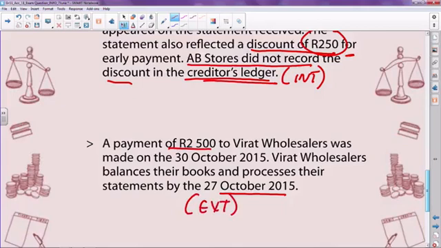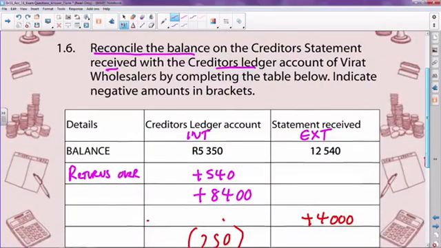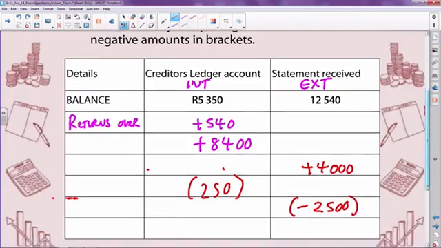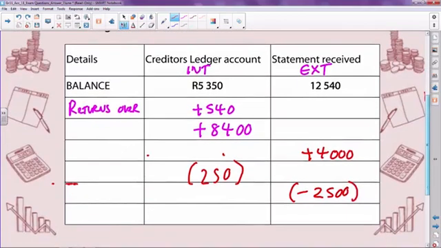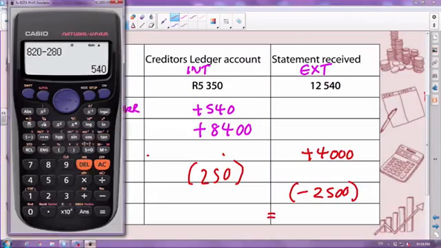Right, and once again, a payment decreases the amount you are owing. So let's put this amount on the actual statement. Okay, so statement received, we need to subtract, or let's just use brackets, 2,500. Okay, right, so let's now check whether this reconciles. And remember, if it reconciles, it means our totals need to be the same. So let's do that quickly. We've got a bit of time. Okay, so if we can work together.